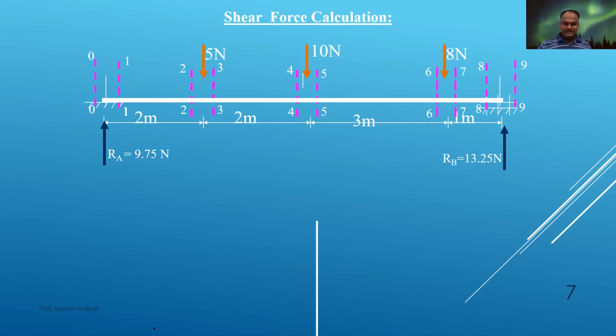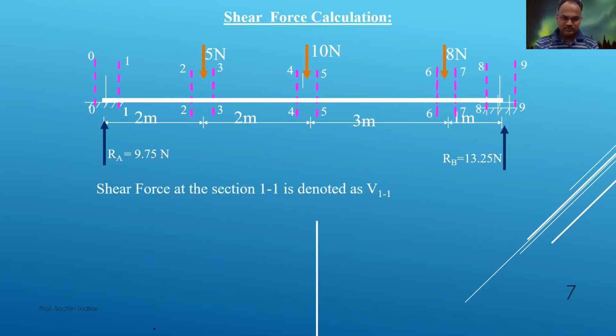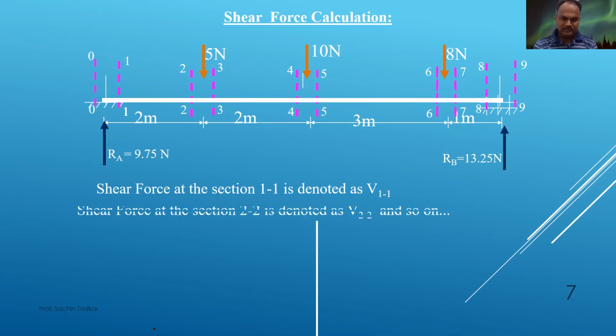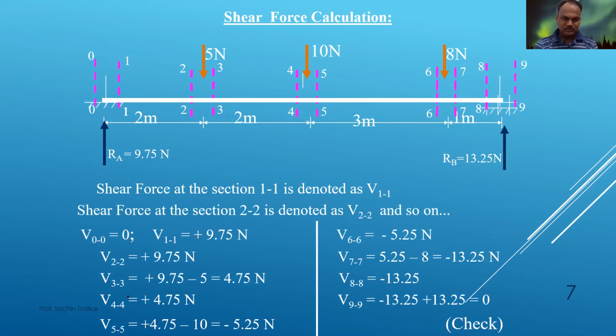Now, in the second diagram, you will see there are sections we have taken. These sections are very important because we have to calculate the shear force before that section and after that section. So it will be helpful to calculate the shear force and bending moment diagram easily. So shear force at section AA is denoted by VAA and so on. So you will see at section 0 there will be no force. At section 1 we have taken the sign convention as left upward positive.